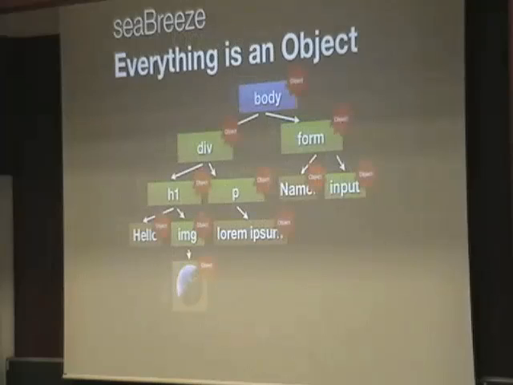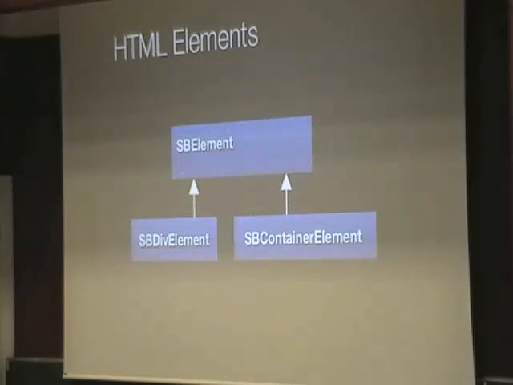In SeaBreeze, everything is an object. Every HTML element is an object, the body is an object, the image is an object, text is an object, everything. This is all done by the class SBElement, which is the superclass of all the things that can render HTML with Seaside. A subclass, for example, is the div element or container element. The div element is just what the name says, it renders a div. The container element is something special, and it doesn't map to an HTML tag.